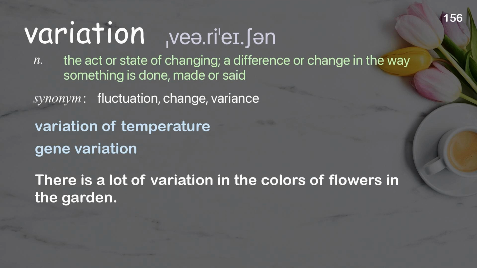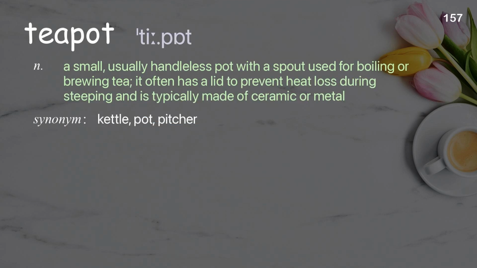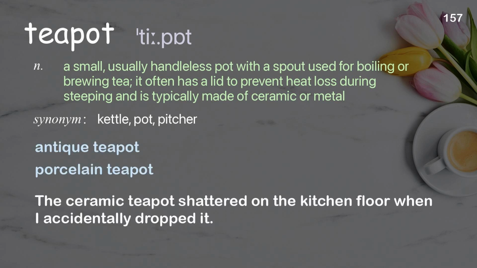Teapot. A small, usually handleless pot with a spout used for boiling or brewing tea. It often has a lid to prevent heat loss during steeping and is typically made of ceramic or metal. Examples: Antique teapot. Porcelain teapot. The ceramic teapot shattered on the kitchen floor when I accidentally dropped it.